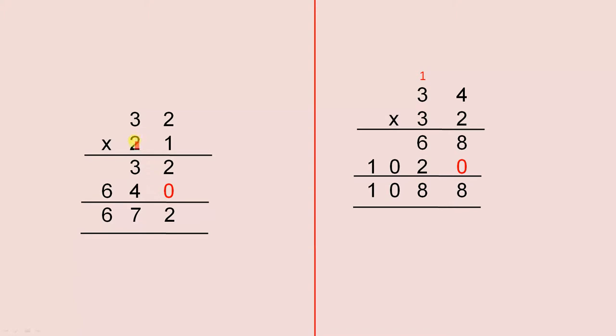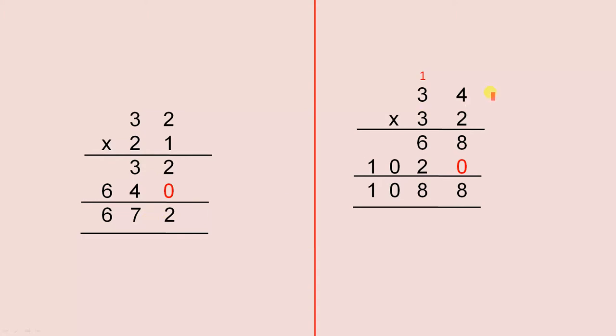Now this 2 is really a 20, because it's 2 tens, so it's a 20. That's why we put the 0 here. So we put the 0 there because that's actually a 20. Then we do our normal multiplication. 2 twos are 4, 2 threes are 6, 2 plus 0 is 2, 3 plus 4 is 7, and 0 plus 6 is 6. So the answer is 672.